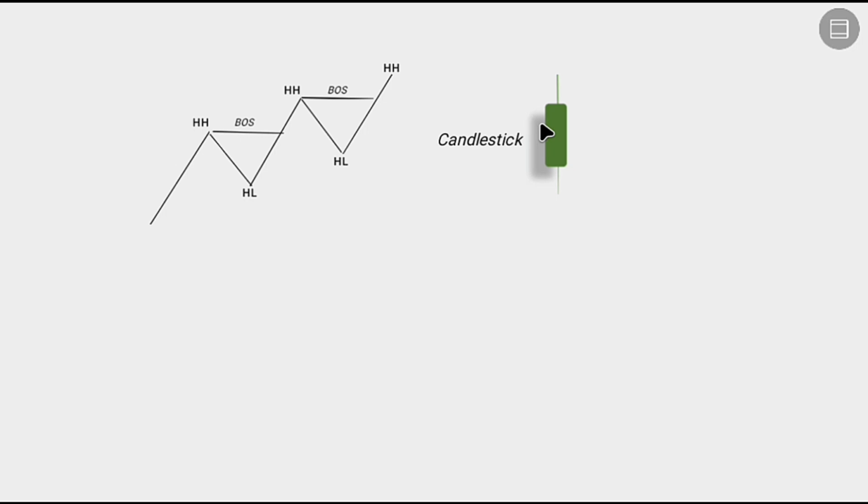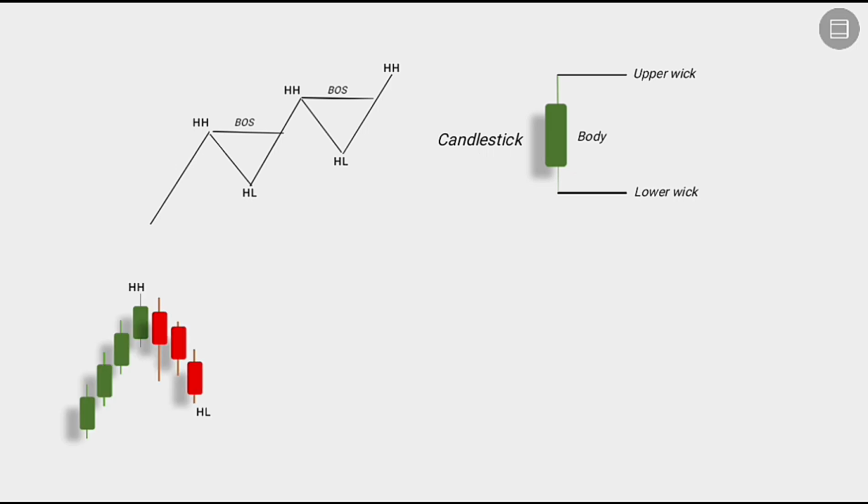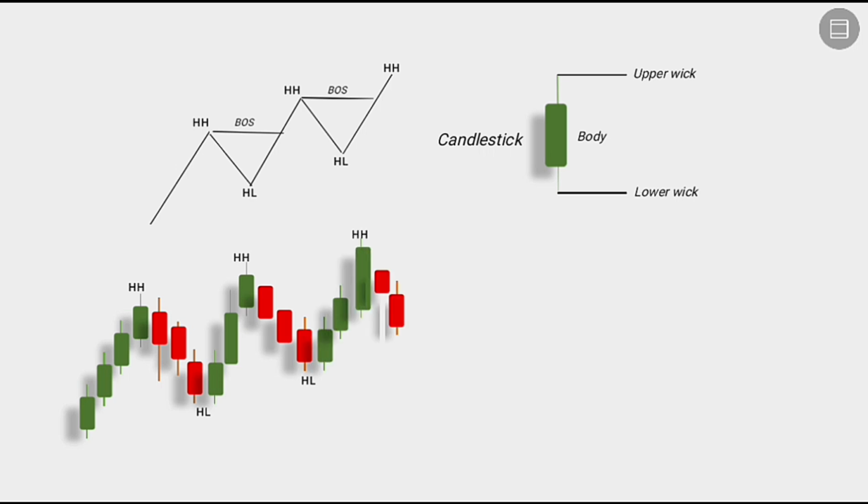You're going to see something we call a candlestick. It looks like a candle in real life, having two parts, the body and the wicks. We have the upper wick and the lower wick, representing the highest the market got to and the lowest the market got to within that time frame. So when you open up your charts, you're going to be seeing the candlesticks run like this: higher highs and higher lows.